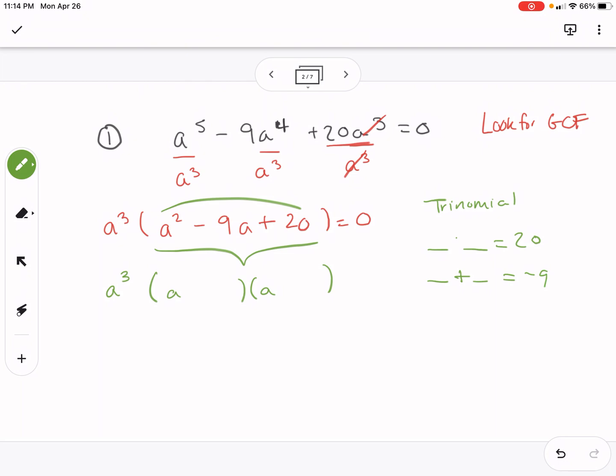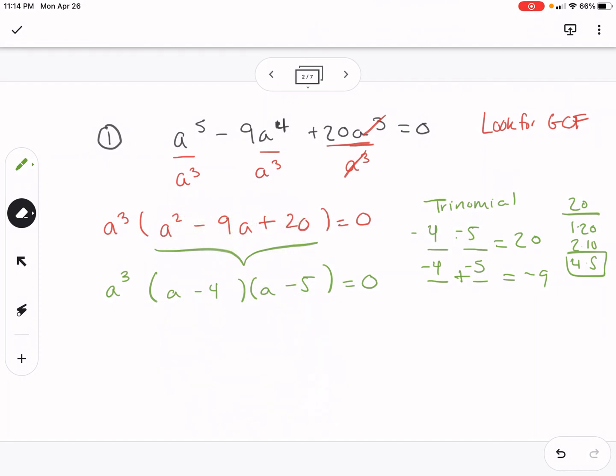So I'm going to make a list of numbers that multiply to 20. 4 and 5 will give me 9. Both of them have to be negative, because when you multiply two negatives, you get a positive. So here I can put my -4 and my -5. So now I have it completely factored, because I don't have any exponents in those new factors. They're just a, not a squared or a cubed.